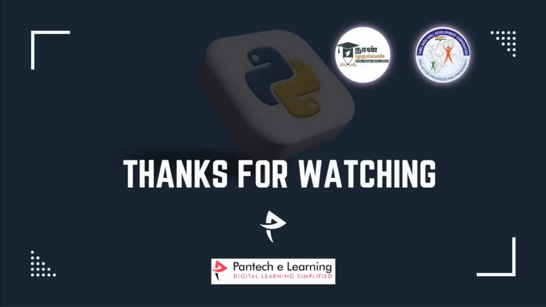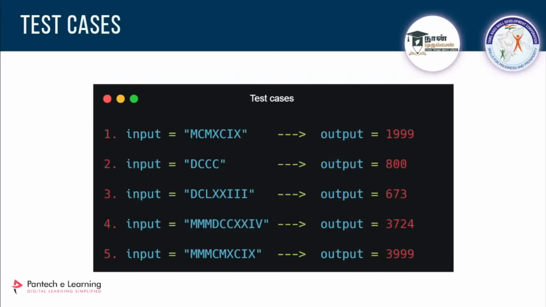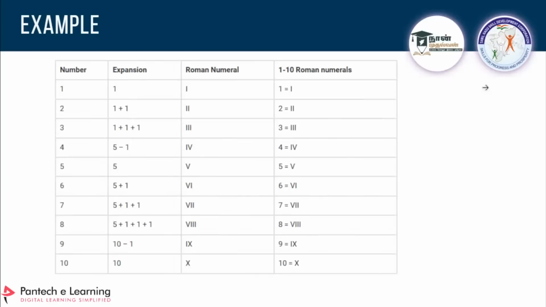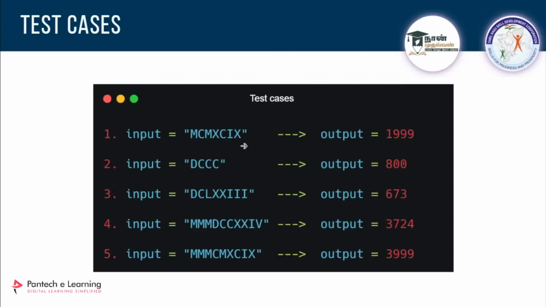Regarding test cases, once you have your code, you should pass these values. In your code, every time you can ask for user input, take the text value from the user and make it uppercase so that it will be useful. If you type this value, I'll explain what it is. First, we have this: MCMXCIX, right?